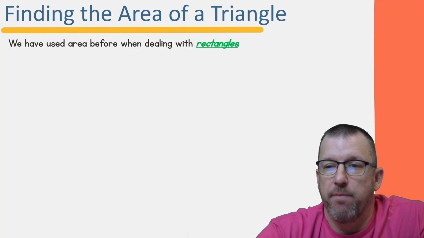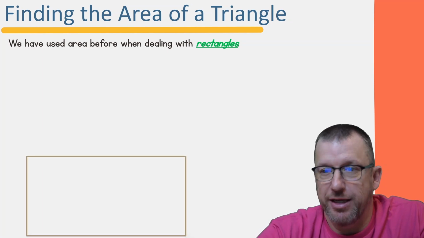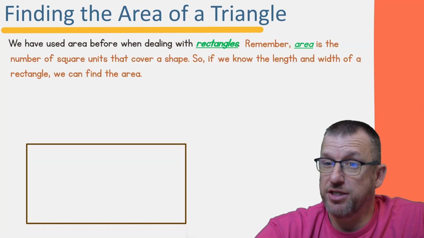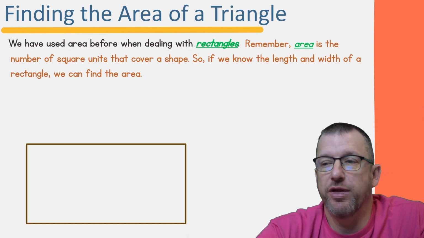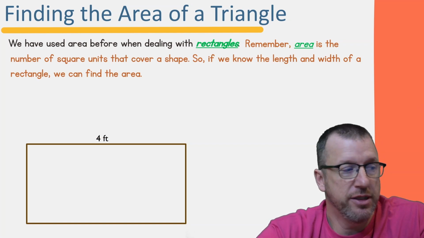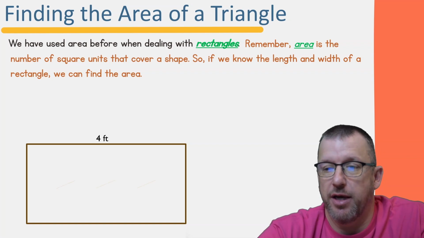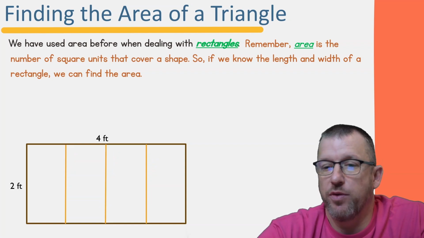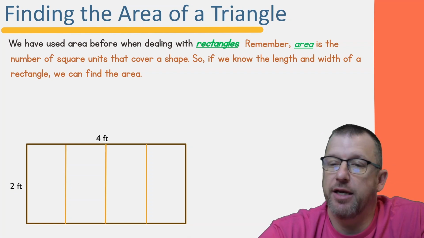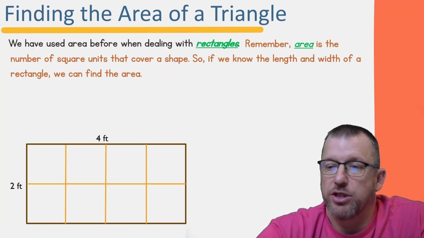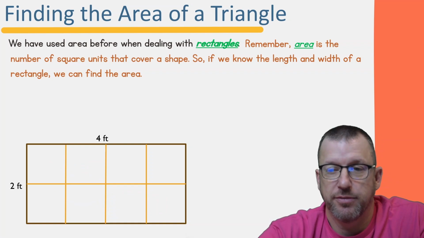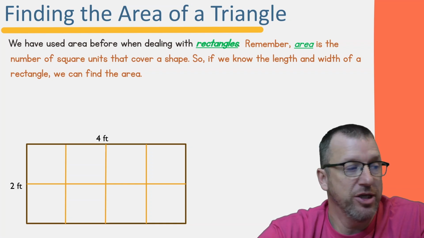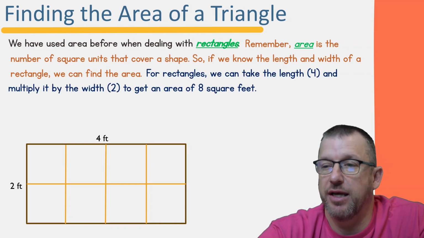Now, before you get to triangles, most of us have done work with rectangles, and we have used area when dealing with rectangles. Remember, the area is the number of square units that cover a shape. So if we know the length of a rectangle, let's say it's 4 feet long, we break that into 4 columns. If we know the width is 2 feet, we break that into 2 rows. So we basically have 4 columns of 2, or 2 rows of 4. When we know that, we can figure out the area, how many square units it takes to cover. We can simply say there are 8.